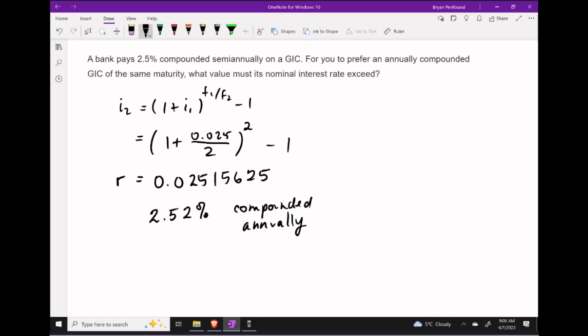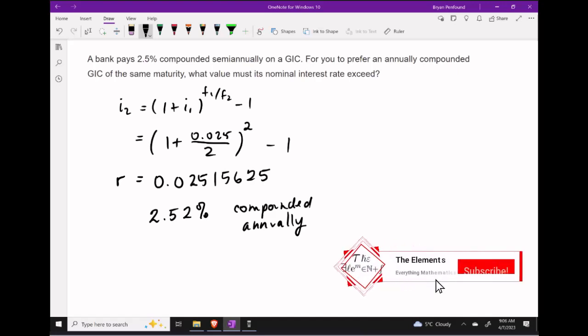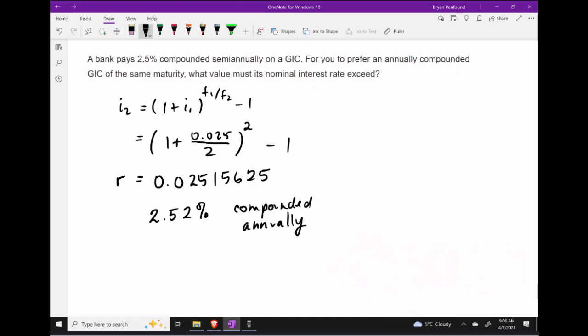This is going to be equivalent to 2.5% compounded semi-annually, so anything above 2.52% compounded annually would lead us to prefer that annually compounded GIC rather than the one that's offered to us.